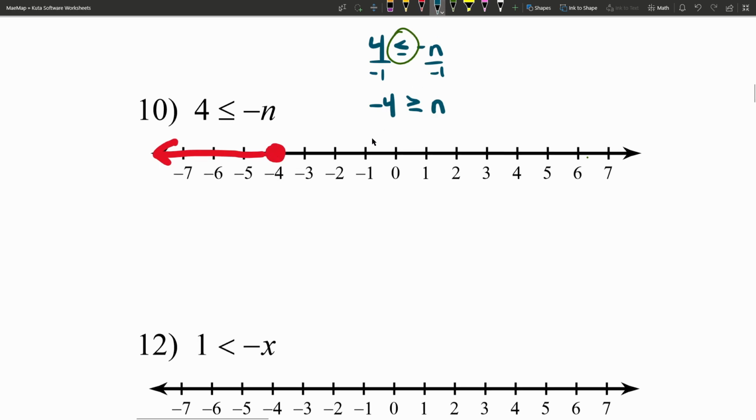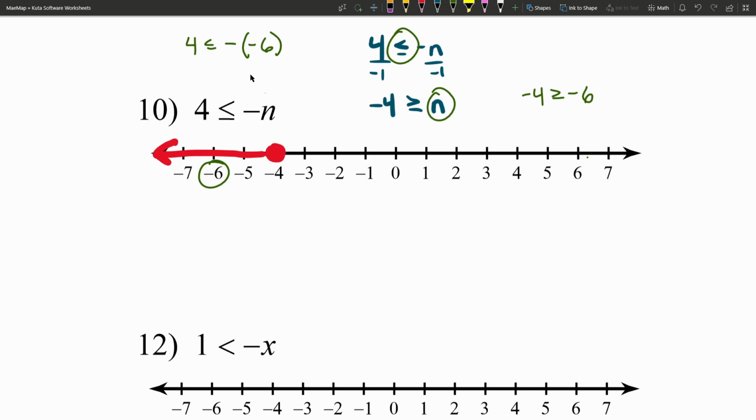Let's double check and plug in some values. What if we were to plug in, let's say, a negative 6? Well, plugging in a negative 6 over here, we get that negative 4 is greater than or equal to negative 6, which is indeed true because negative 4 is that larger value. If we were to plug a negative 6 in for n over here, we would get that 4 is less than or equal to a negative 6, because this negative is outside of n, and we're plugging in negative 6 for n.